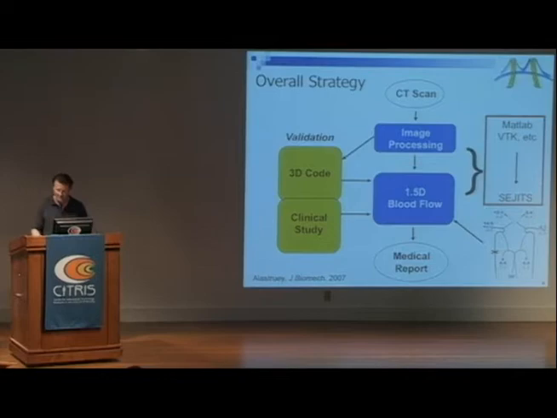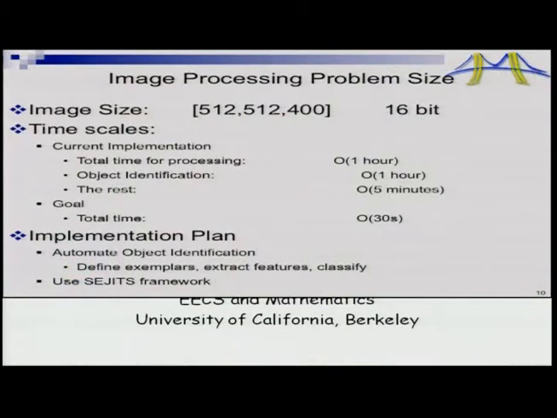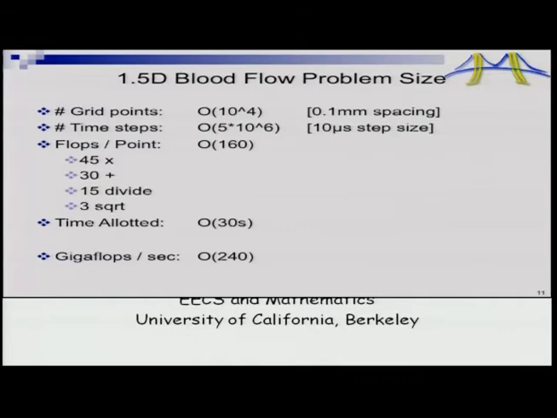In terms of the computational size, I'll just give you a couple of details and then wrap it up. The image processing currently takes us about 2 hours if you were just to do good old traditional MATLAB or even sophisticated MATLAB with some C coding. We need to get that down to 30 seconds. And the blood flow analysis itself, in order to get to 30 seconds, we have to get this kind of throughput on the computation. So because of these considerations, this is an interesting problem.